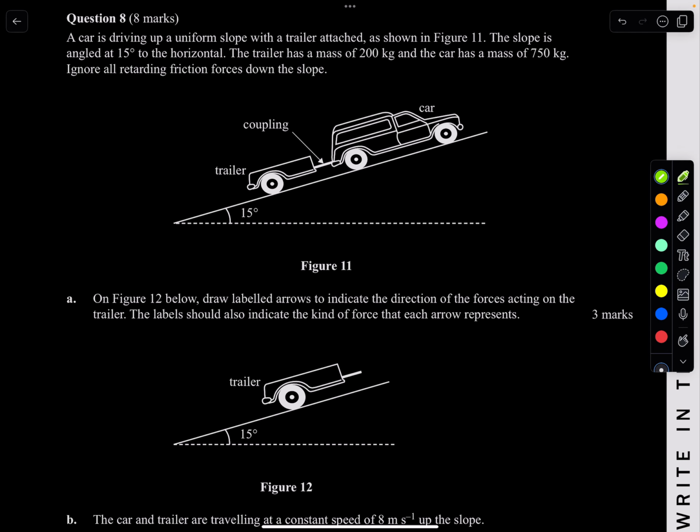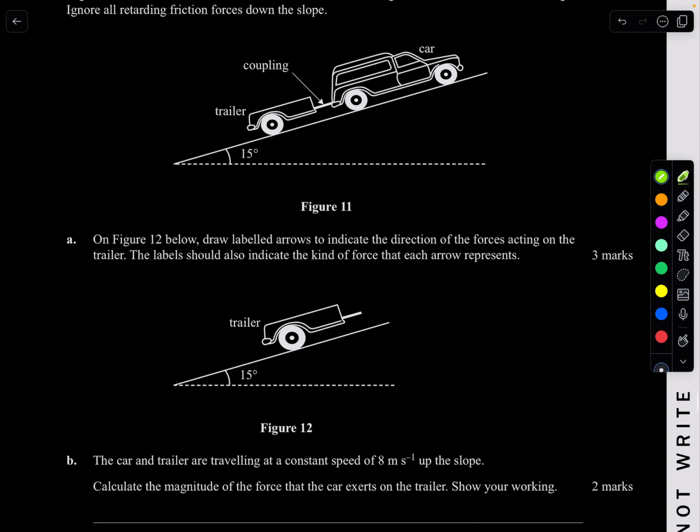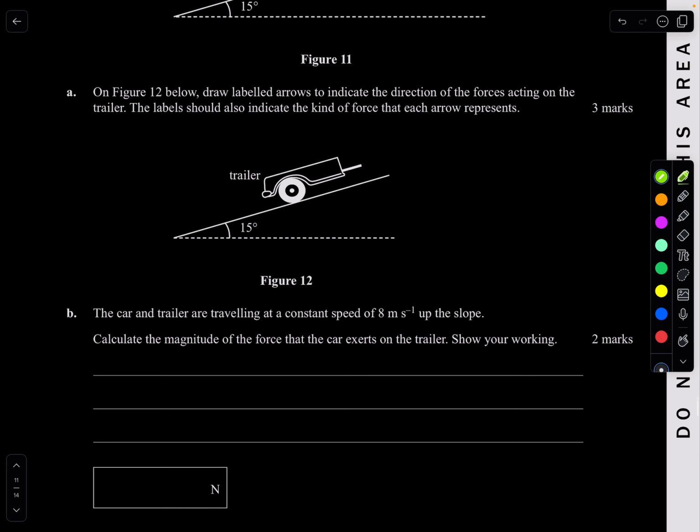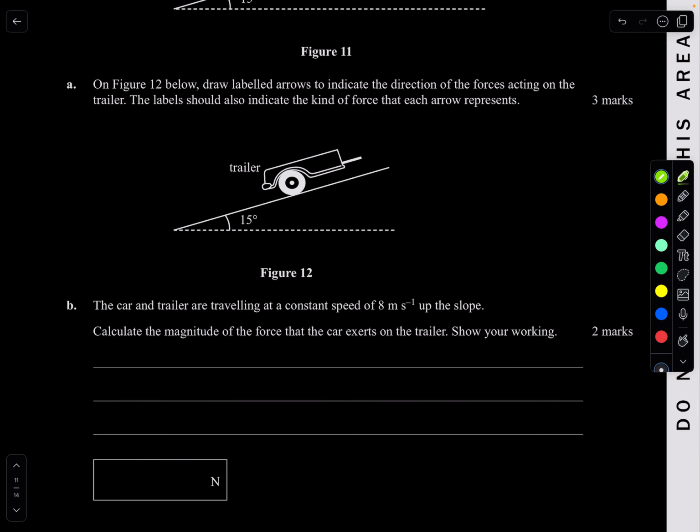Question 8. A car driver is driving up a uniform slope with a trailer attached, as shown in figure 11. The slope is angled at 15 degrees to the horizontal. The trailer has a mass of 200 kilograms and the car has a mass of 750 kilograms. Ignore all retarding frictional forces down the slope. Beautiful. On figure 12 below, draw labeled arrows to indicate the direction of the forces acting on the trailer. The labels should also indicate the kind of force each arrow represents. We have 3 marks, so probably 3 forces that we need to label here.